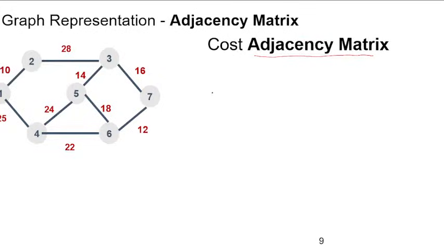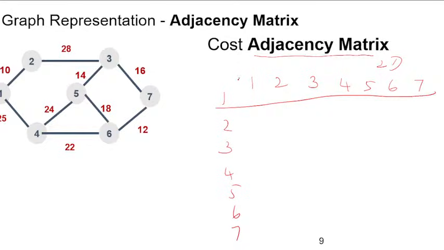Adjacency matrix means this graph can be represented in the form of an adjacency matrix. A matrix is a two-dimensional array. So let us have here 1, 2, 3, 4, 5, 6, 7, and here the nodes 1, 2, 3, 4, 5, 6, 7. Then you have to consider the cost and write it in this matrix form. So, 1 to 1, there should not be a cost.